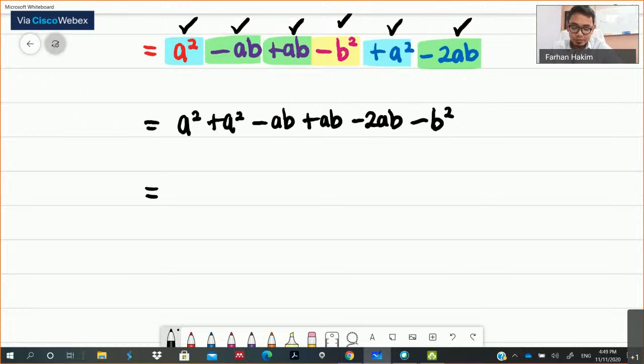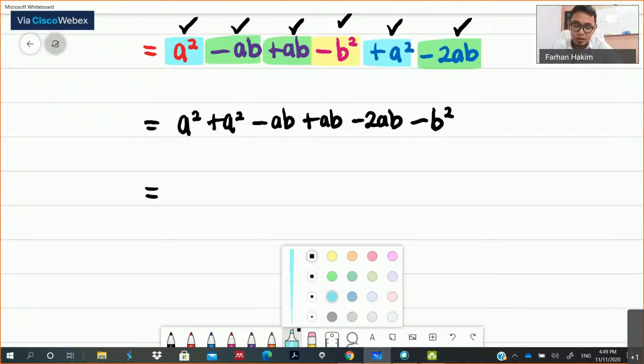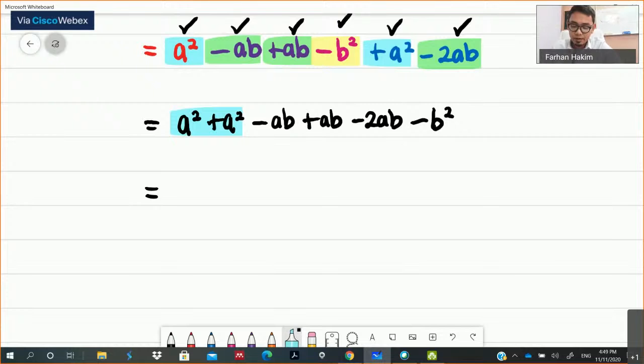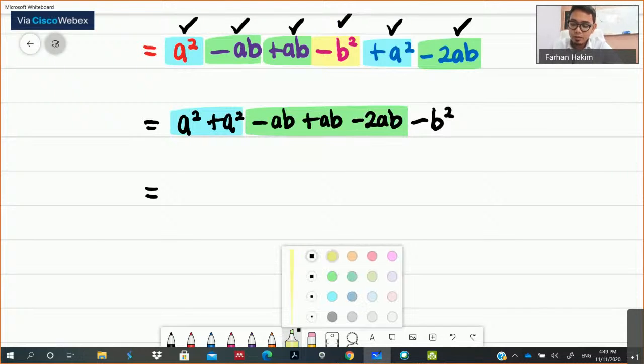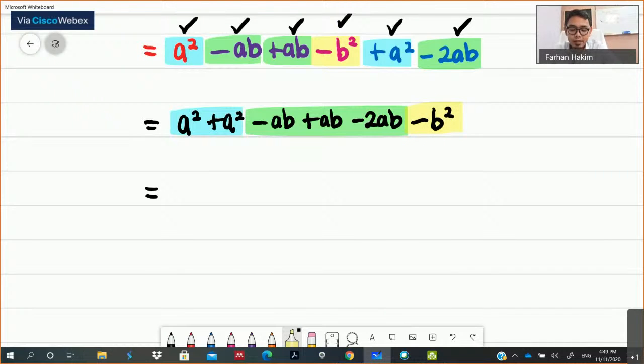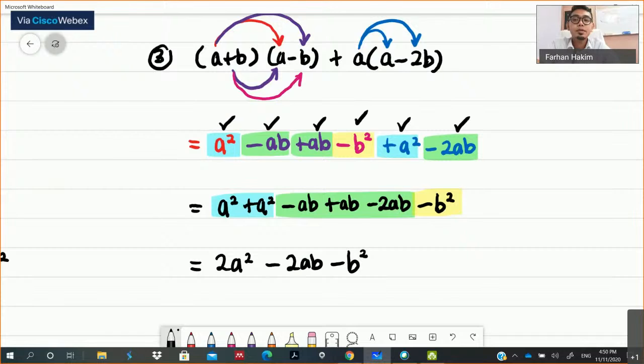Alright, so I'm gonna write this one in blue. We can simplify this. Alright, that one in green, and that one yang warna yellow. Alright. So we can simplify this. A square plus a square will get 2a square. Negative ab plus ab minus 2ab will get negative 2ab and minus b square. That's it. Dah siap. Kan? Senang je kan? Alright, so next.